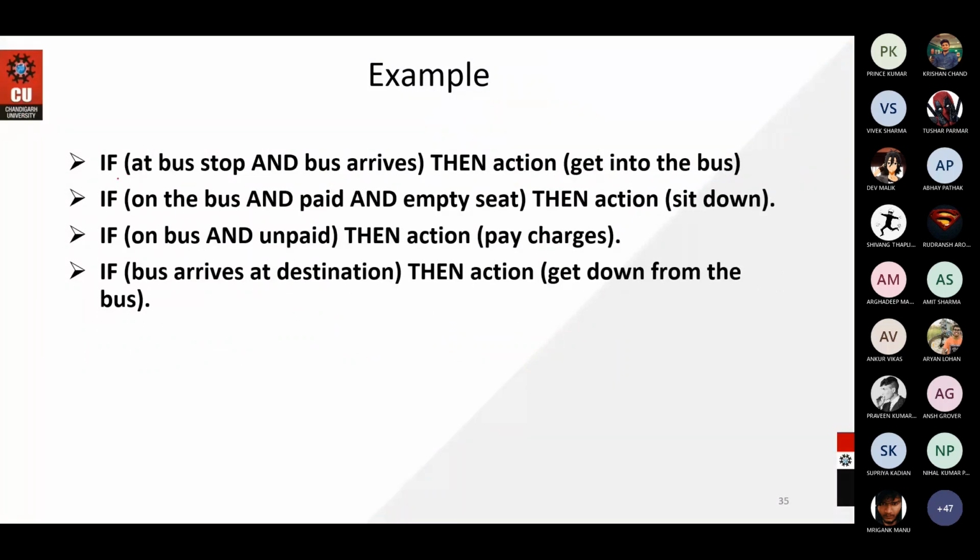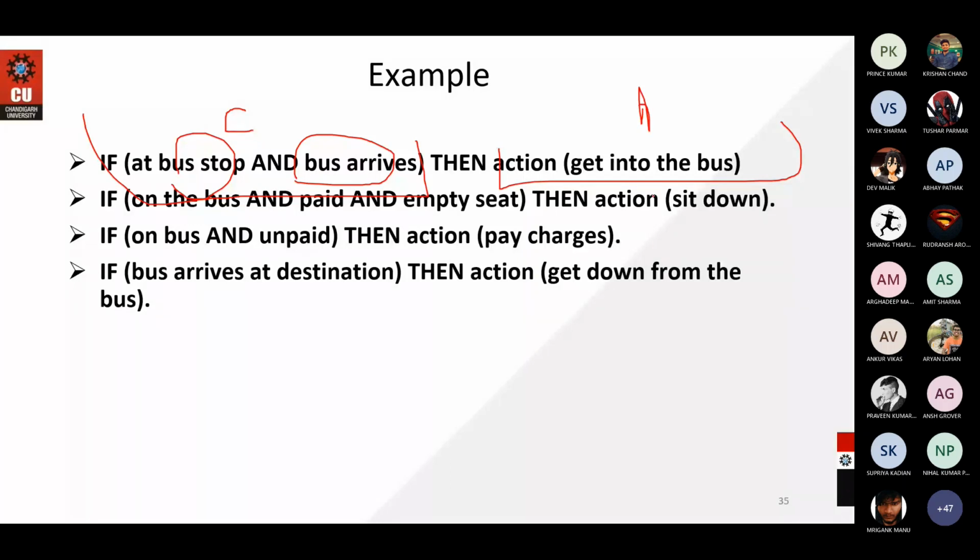Here the example says, if there is a condition, that is the if part, it is the condition part, and the then part is the action part. If at bus stop and bus arrives, meaning a bus stops at some place and arrives, then the action is get into the bus. Suppose the bus reaches and stops over there, then you can board the bus.